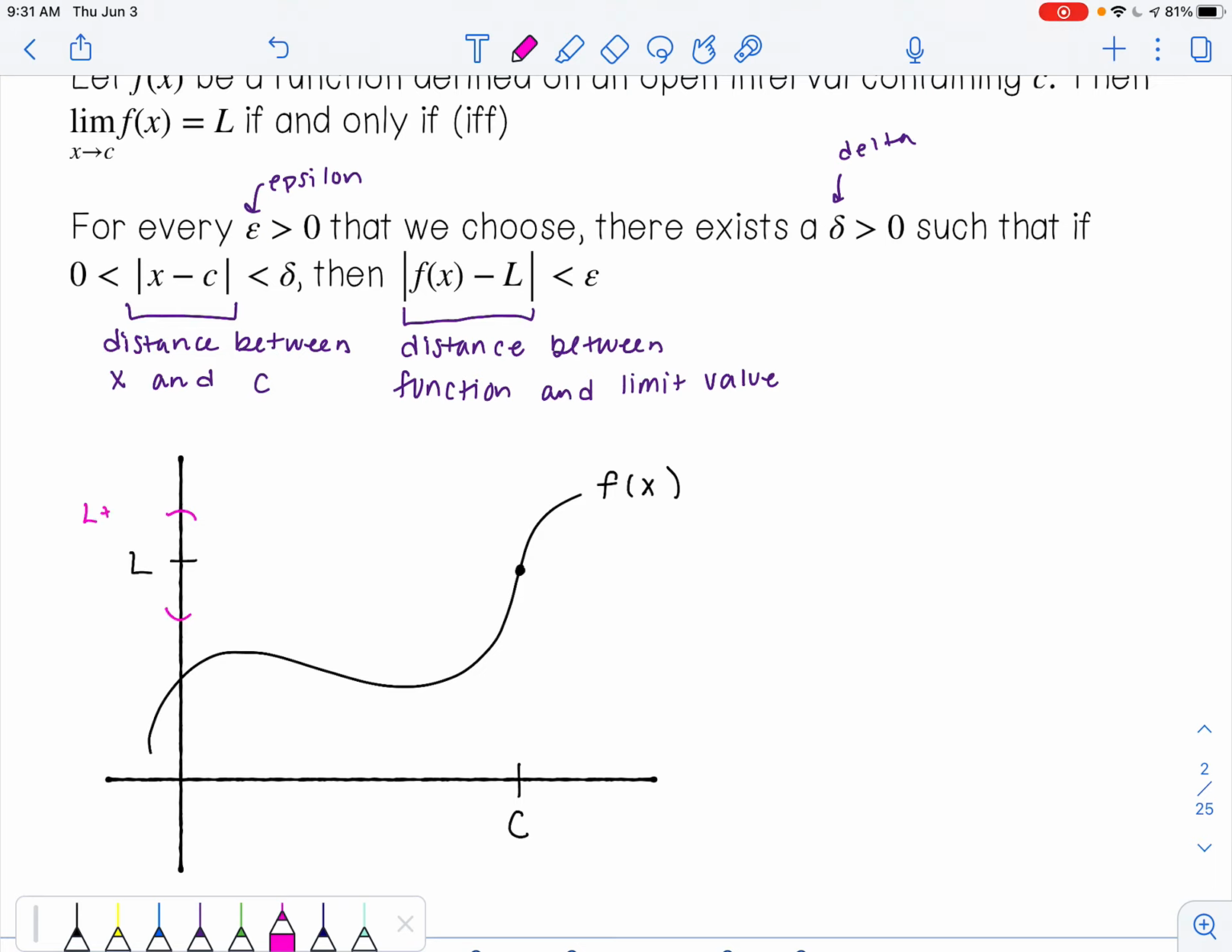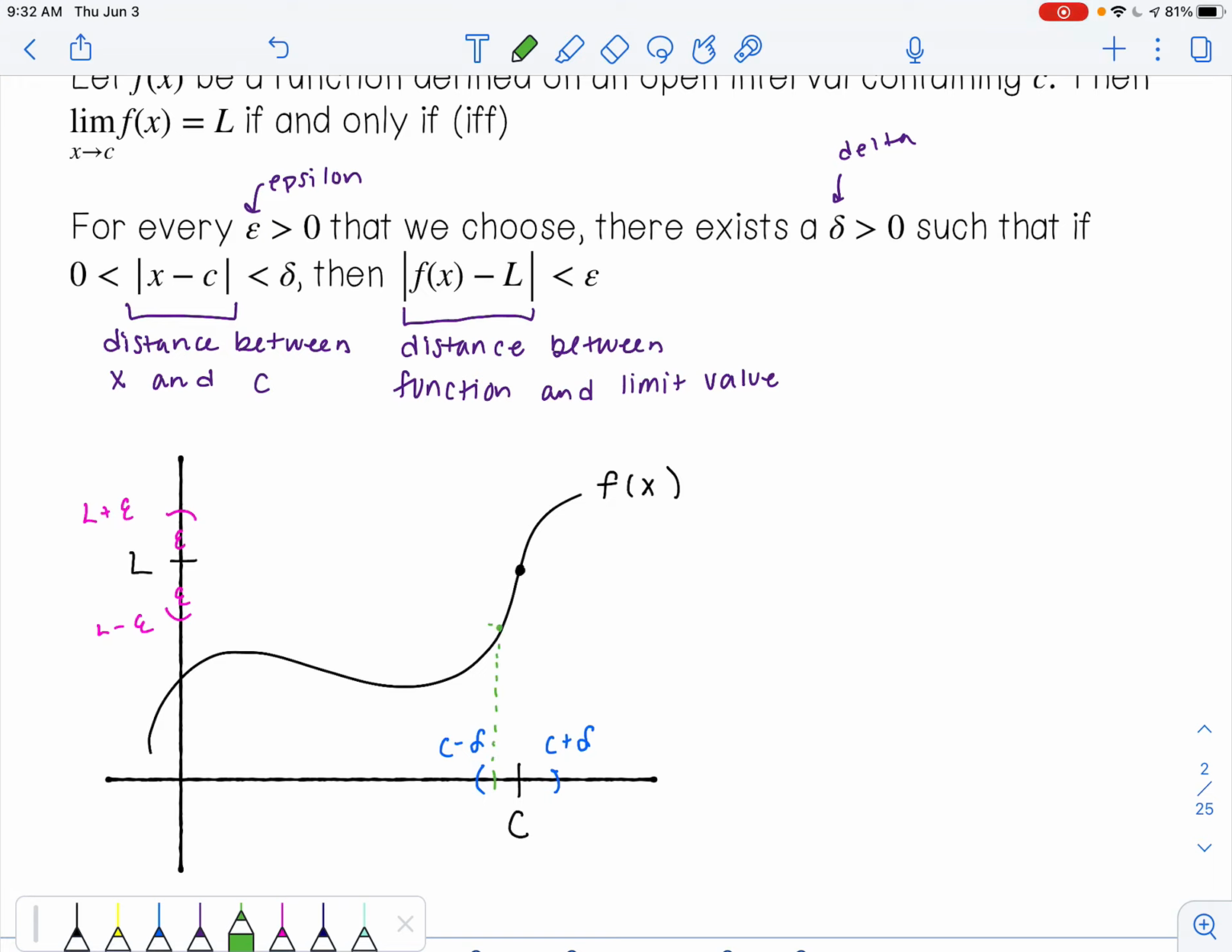So what this means is that we create this little, we call it an epsilon neighborhood. So like this is L plus epsilon, and this is L minus epsilon, right? This distance here is epsilon. Right, so we're just creating like this little window around our limit. So what this definition says is if we pick epsilon to be whatever number we want, it can be as small as we want, then there exists a delta that we can place around our c value. So we can create a delta window around c. So this is like c minus delta, c plus delta, where if we pick any value in between in that delta window around c.